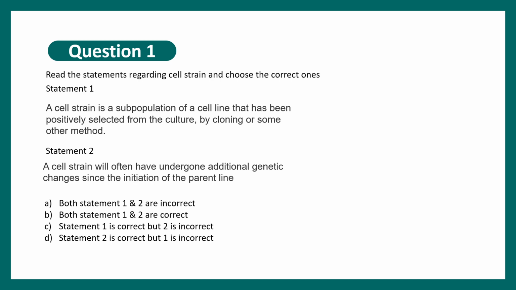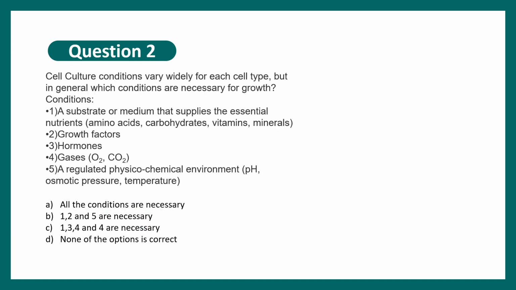The options are: both the statements are incorrect, both the statements are correct, statement 1 is correct but 2 is incorrect, statement 2 is correct but 1 is incorrect. If you have guessed it properly and you know the answer, it would be option B. Both of these statements are correct.